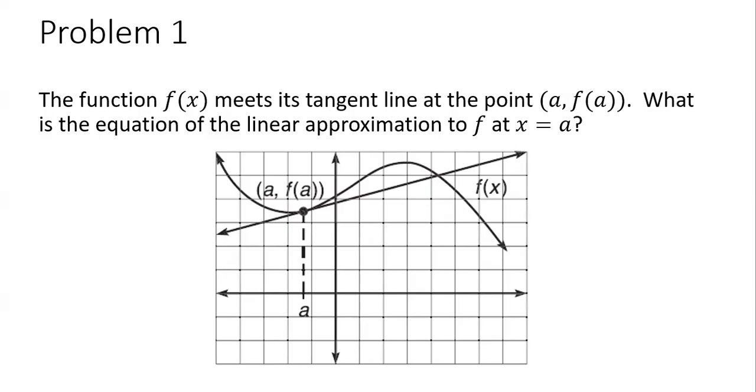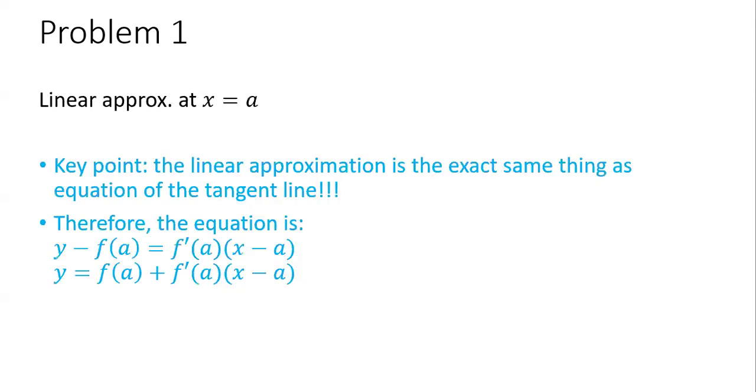Number one, function f of x meets its tangent line at the point a, f of a. What is the equation of the linear approximation to f at x is equal to a? Hopefully you tried this one, and if you got the point I made in the beginning of this video, you just have to find the equation of the tangent line. That's it to this question. So that's the key point once again.